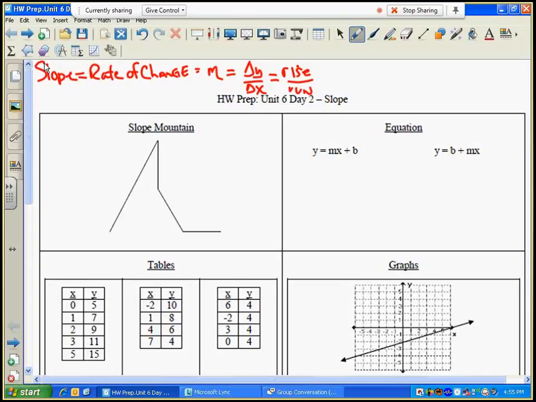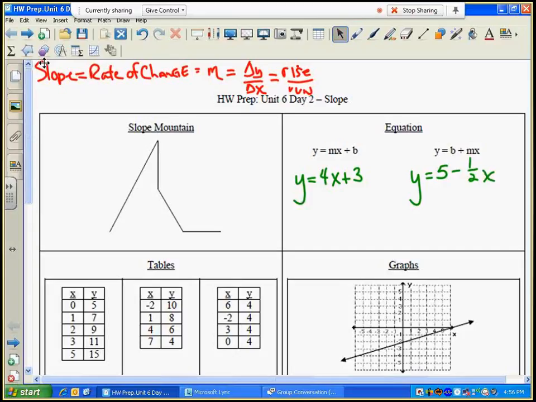Let's go down here to the top right-hand corner where it has the equations. If you have the equation here, it's in a form called slope-intercept form, where you have y equals mx plus b or y equals b plus mx. Let me give you a couple of sample equations. Let's say I have y equals 4x plus 3, and let's say I have y equals 5 minus 1/2 x.